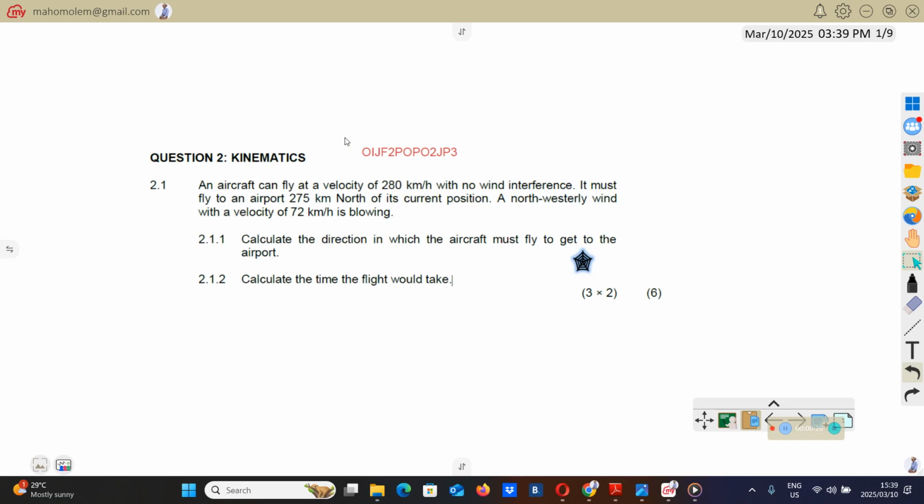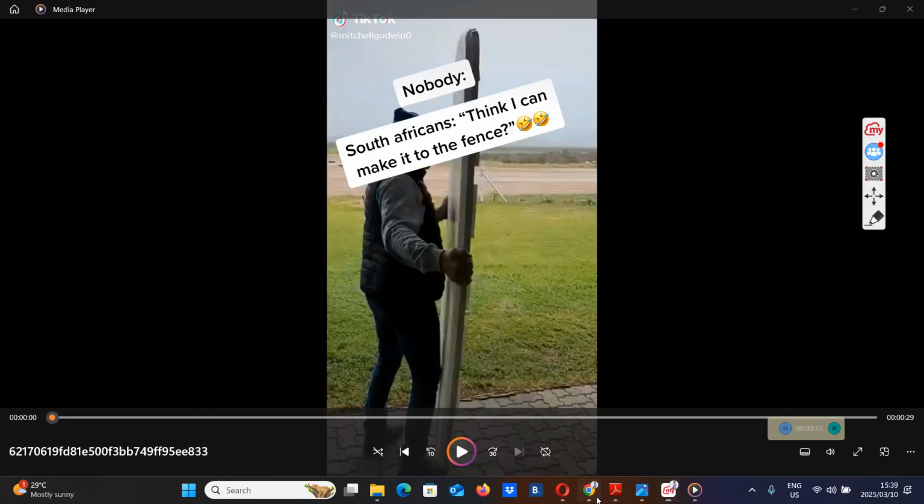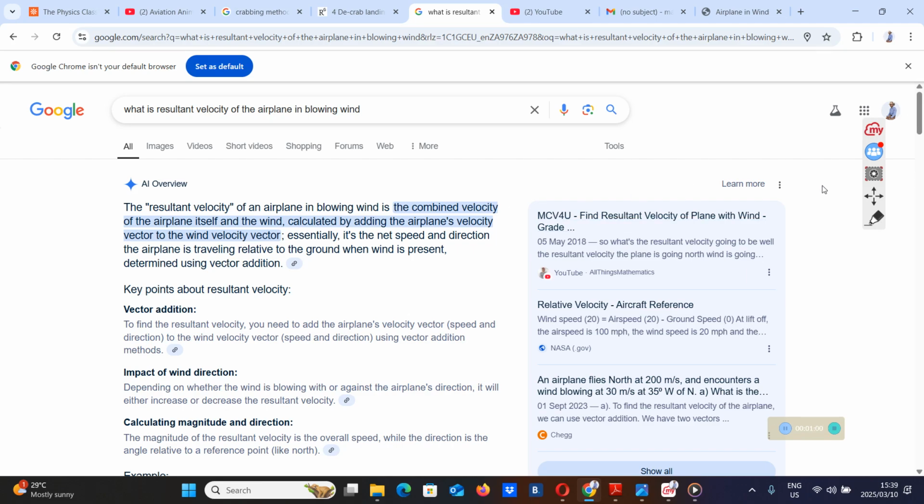So today's lesson, or today's topic, is kinematics. And from kinematics we'll be focused on the section called resultant velocity. Under resultant velocity, we can expect about two types of problems. This is one of those types of resultant velocity problems. So maybe let's start by understanding the definition of the resultant velocity.